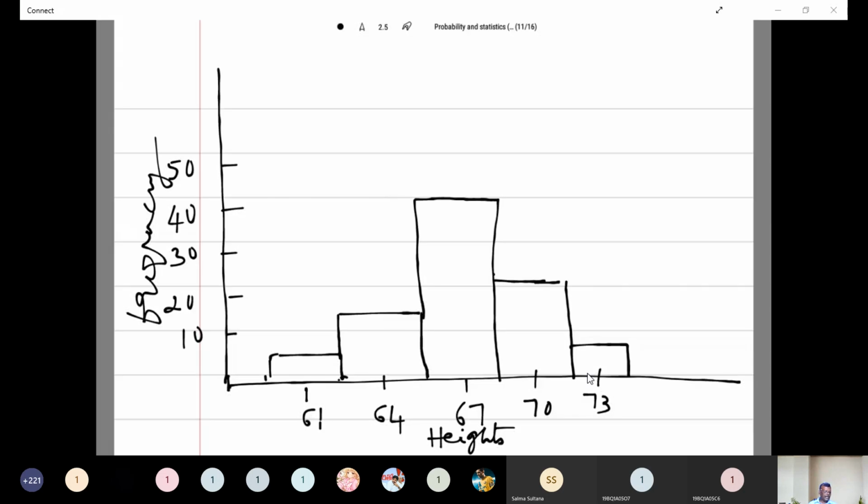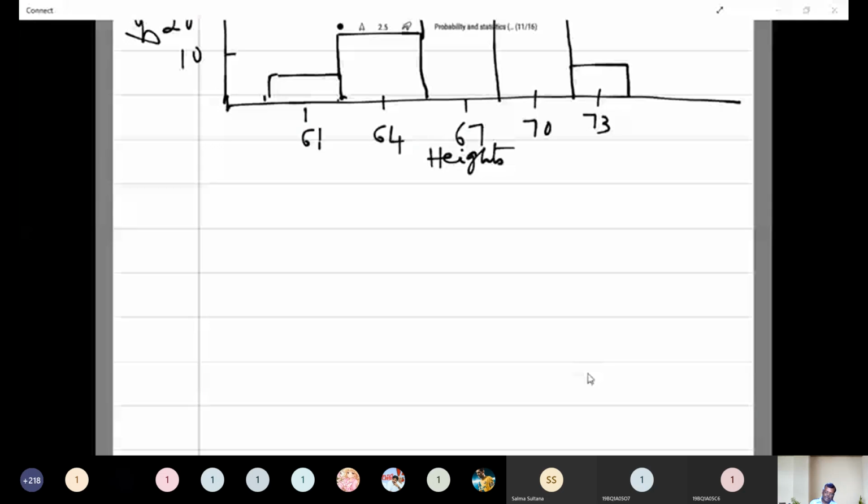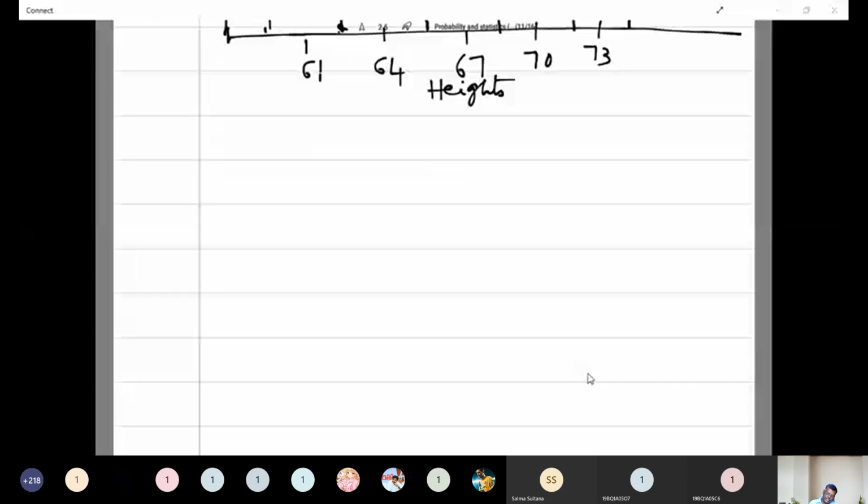Okay, and we have to see one more example. This is the inclusive type. Now we have to see the exclusive type problem. For the following data, draw the histogram.